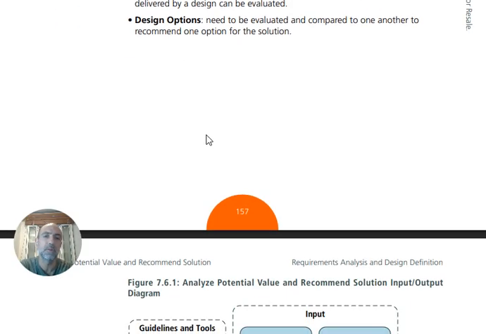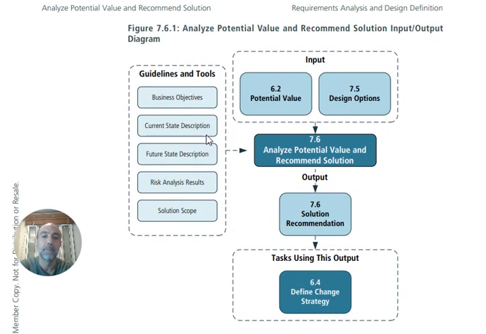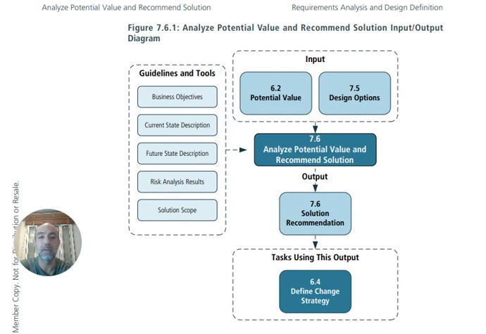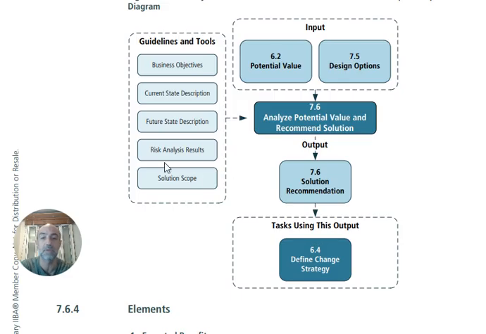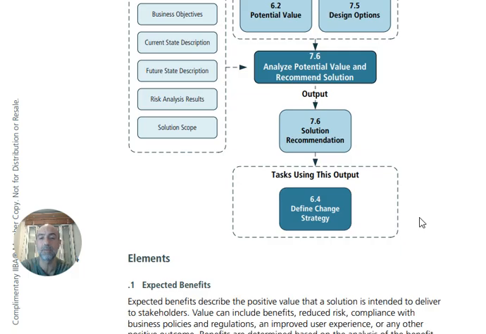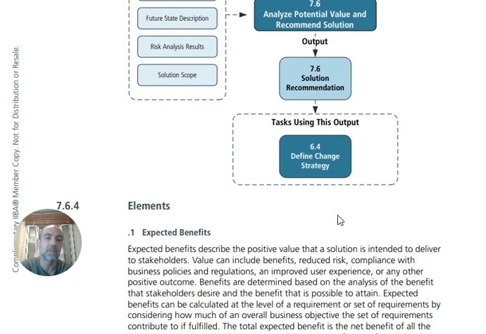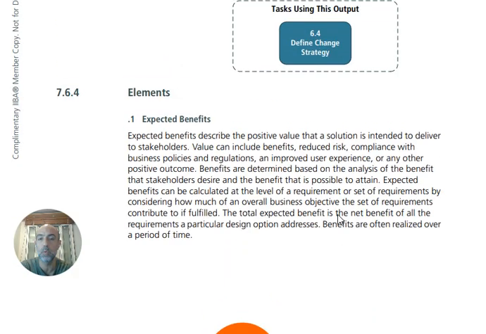Design options need to be evaluated and compared. But this is basically the diagram. The guidelines and tools are business objectives, current state description, future state description, risk analysis and results, and solution scope. By doing that, our output is the solution itself, the recommended solution. And the tasks that receive this are define change strategy.